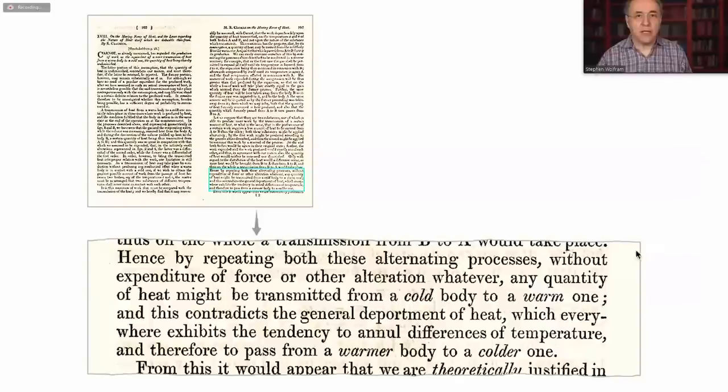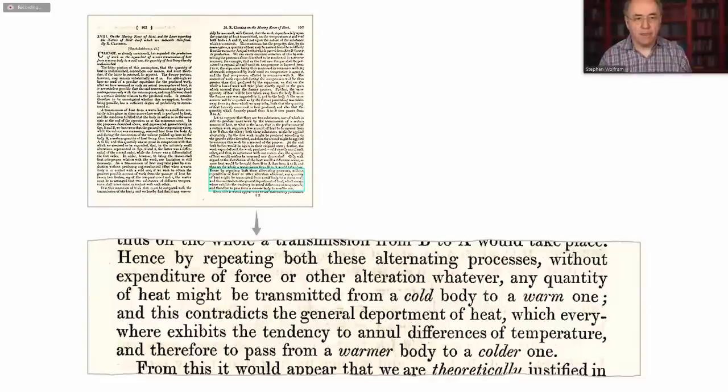and at some point in that whole document, he has the statement: hence, by repeating both these alternating processes without the expenditure of force or other alteration, whatever, any quantity of heat might be transferred from a cold body to a warm one, and this contradicts the general deportment of heat, which everywhere exhibits the tendency to annul differences of temperature and therefore to pass from a warmer body to a colder one. So that, kind of embedded in this giant block of text, is a statement of the second law of thermodynamics.